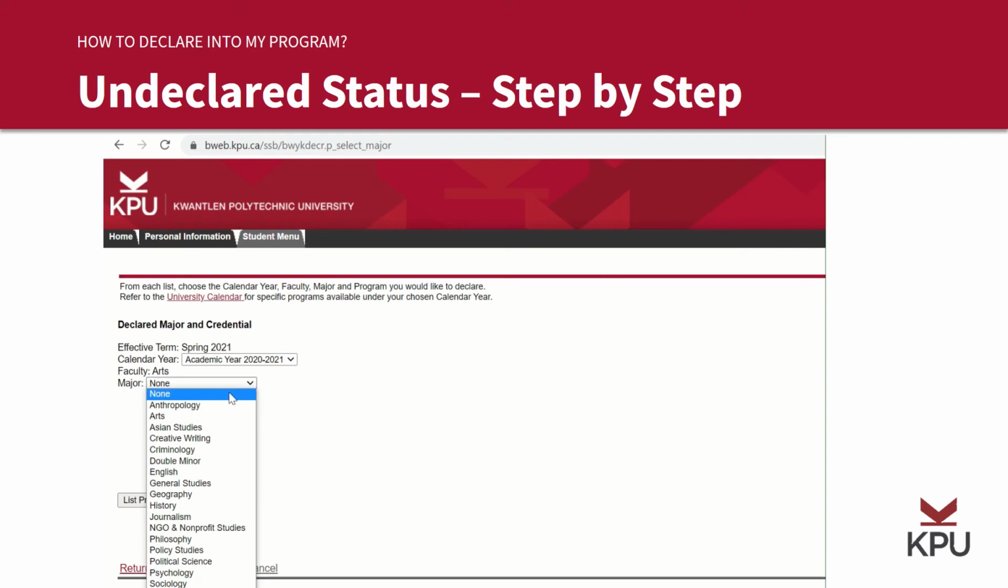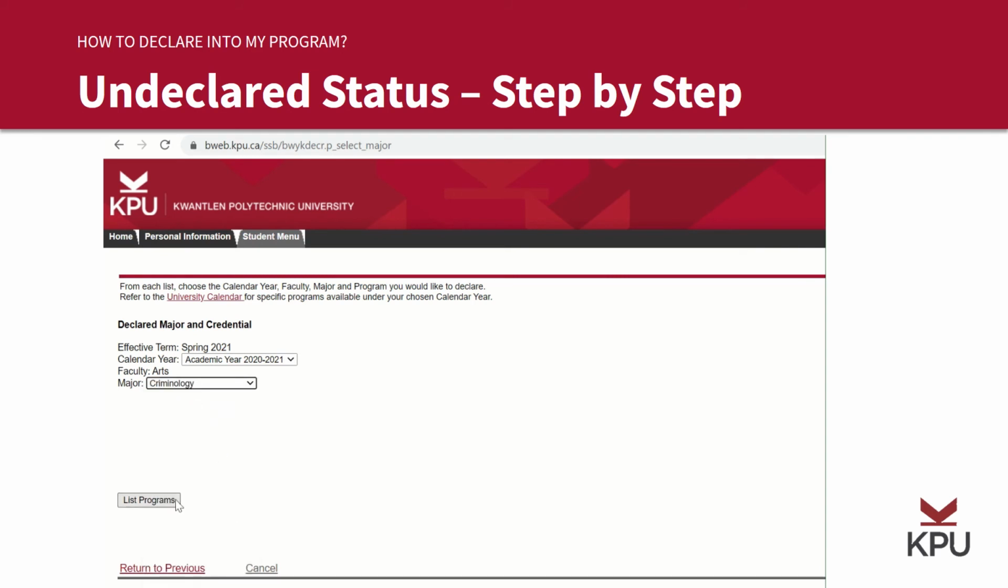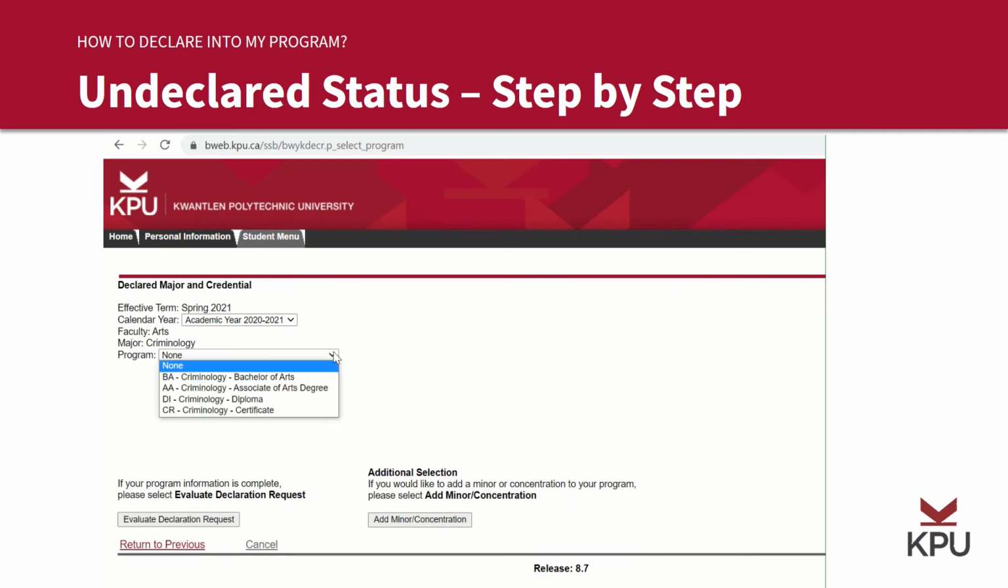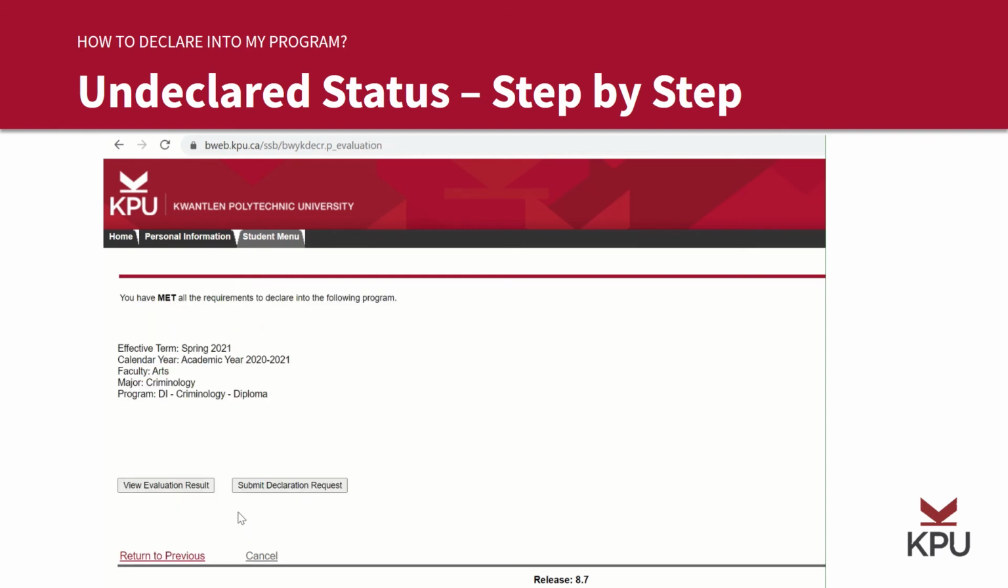So under major, we'll then choose criminology and click onto list programs. And we'll choose criminology diploma program for this example. After that, we'll click on to Evaluate Declaration Requests. For this student, the student meets the declaration requirements, and therefore you will see in here that the student will be able to click on to Submit Declaration Request.